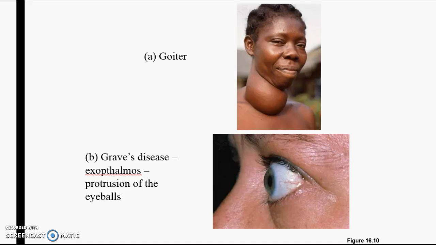Here's a picture of goiter. You can see the enlargement in the throat area, so the thyroid gland has enlarged due to the fact that it hypofunctions. So the enlargement is to increase the amount of thyroid hormone that the thyroid can produce. And then Graves' disease, you see a very common trait is protrusion of the eyeballs, and it results in exophthalmos.